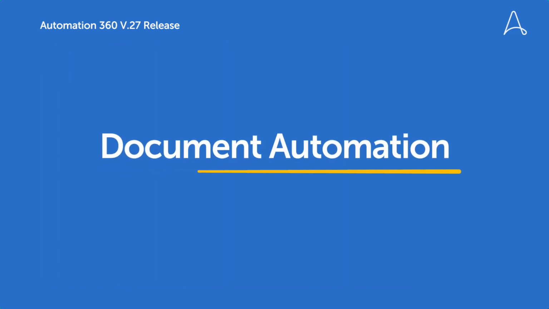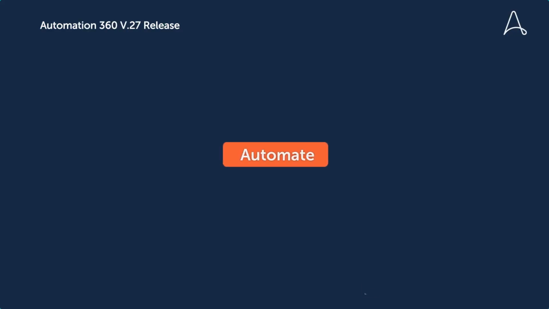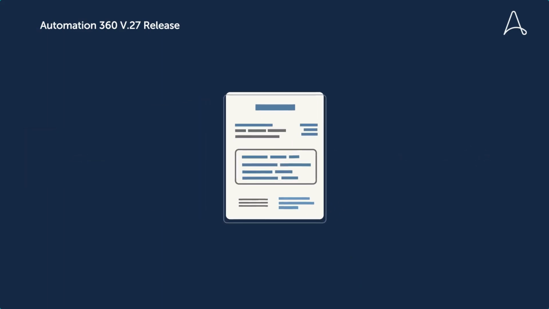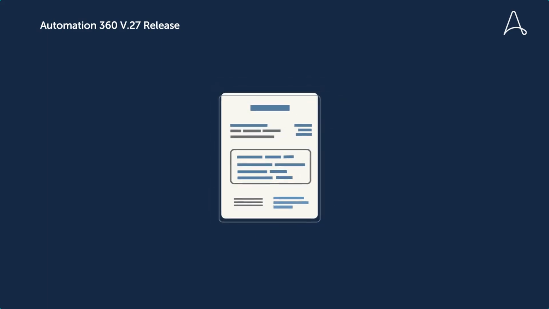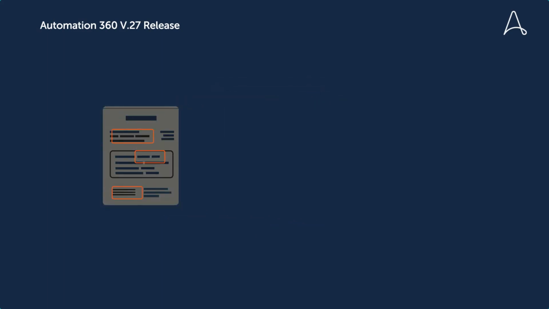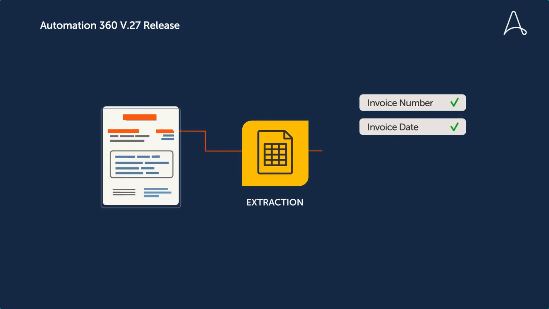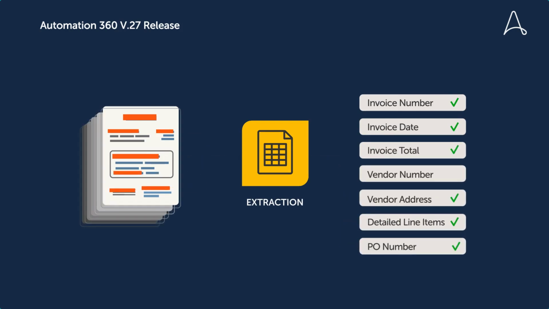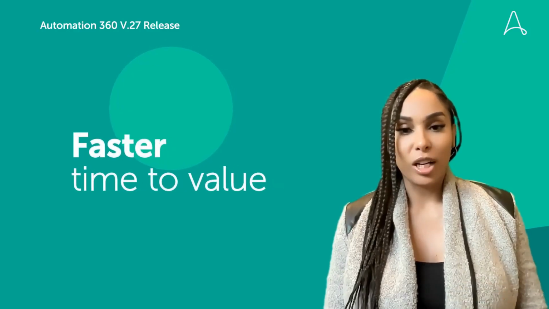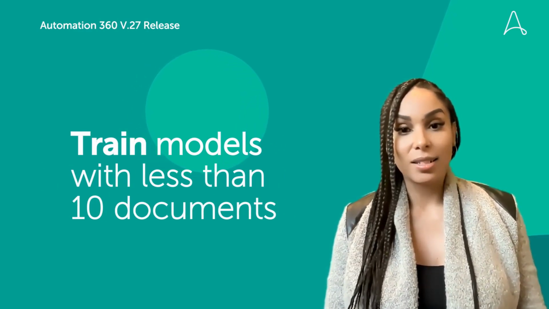Next, let's touch on what's new in document automation. So document automation helps you extract and embed document data into the flow of work. And in .27, we're making it easier for you to drive fast time to value and extract data from fixed forms, such as tax, ID, mortgage forms, vehicle registration, and other financial statements in 244 languages, such as Spanish, Chinese, Japanese, and Korean. Super fast to get up and running with fixed forms and document automation. You can train models with typically less than 10 documents.